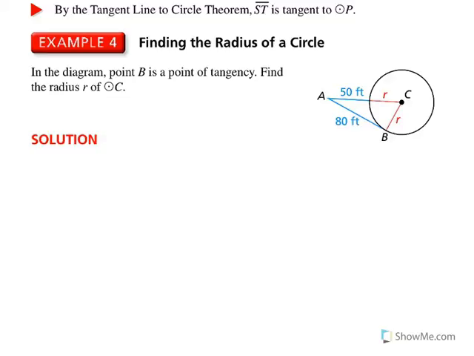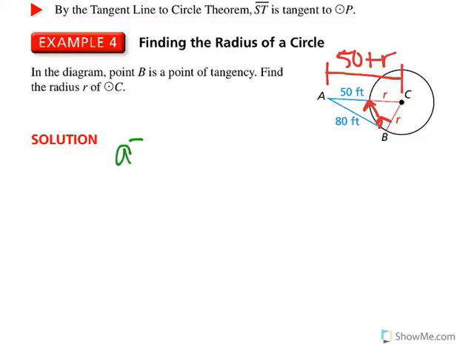Alright, the next example, it says in the diagram, point B is a point of tangency on circle C, and to find the radius of circle C. Okay, so we know that the radius is perpendicular to our tangent line, so we know that this has to be our right angle, and that this is going to be my hypotenuse. Well, if I think about this whole length here, this is 50 plus r. Okay, now I can actually plug into Pythagorean theorem and solve for r.